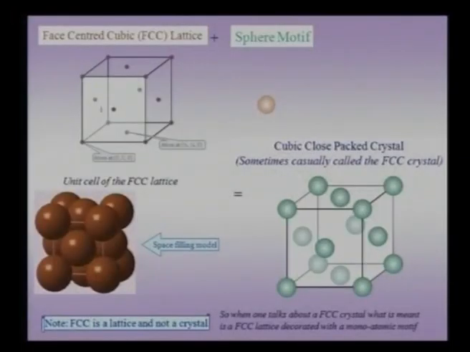And whenever I use the word FCC crystal, what I typically mean, like in the case of the BCC, is that a single sphere motif has gone on to decorate the FCC lattice, and the crystal I get will actually be something known as the cubic close packed crystal. We will look at this crystal in a lot more detail in coming topics later on, but for now we have to remember that we sometimes call this the FCC crystal, but more technically this is a cubic close packed crystal, and it has been obtained by starting off with an FCC lattice and putting a sphere motif, or a single atom motif, or a single ion motif on each lattice point.